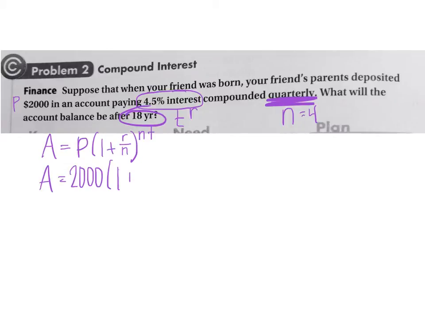So 1 plus R is 0.045. You always move the decimal 2 places to the left. That's where I'm getting that number from. My N is 4. And my exponent's going to be 4 times 18.